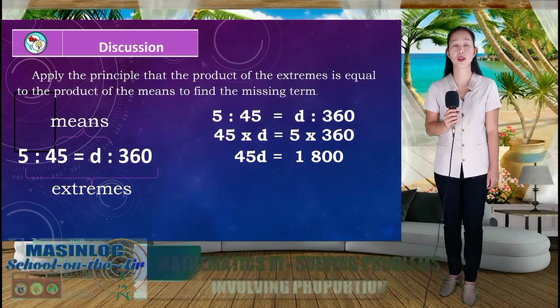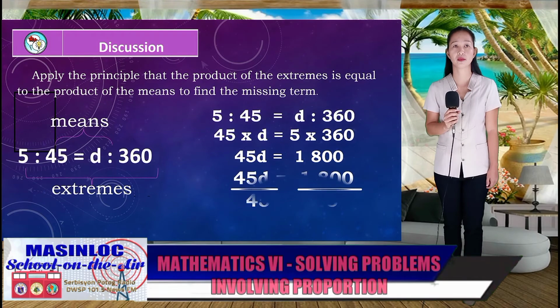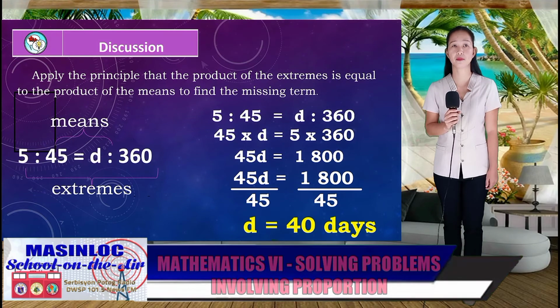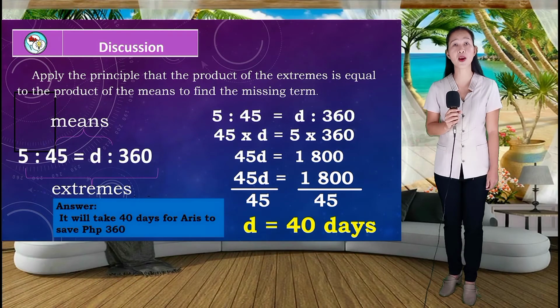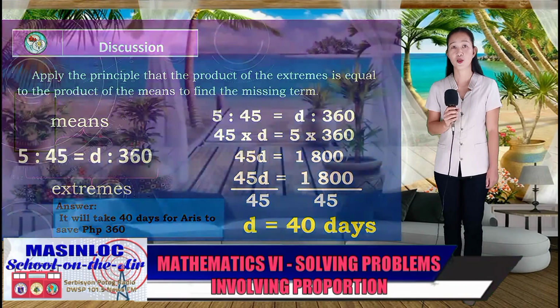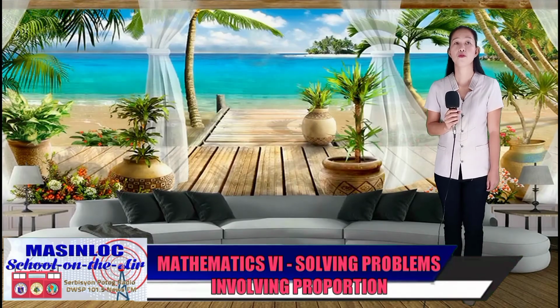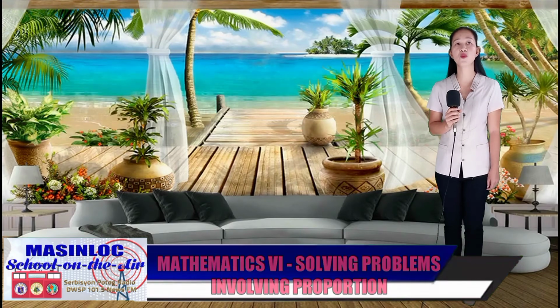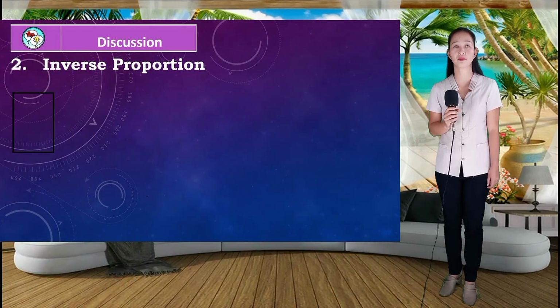45D equals 1,800. Divide both terms by 45. We get D is equal to 40. It will take 40 days for Ari to save 360 pesos. Did you get the same answer? Very good! Let us move on to the inverse proportion.